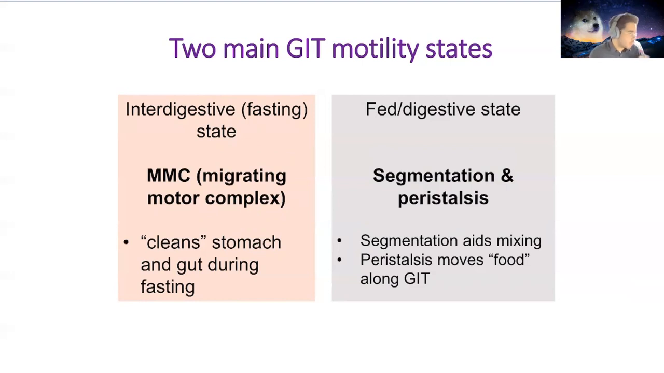Your MMC, which is the migrating motor complex, basically cleans out your stomach and your gut during fasting. This is why they tell you to have a cup of water in the morning before you have a meal, because the MMC isn't really going to be involved with the actual digestive component. So most of the food that you're putting in isn't going to do anything. It's just going to be passed along, right? So it's cleaning out your system, AKA chug some water before you have a bowl of cereal or something.